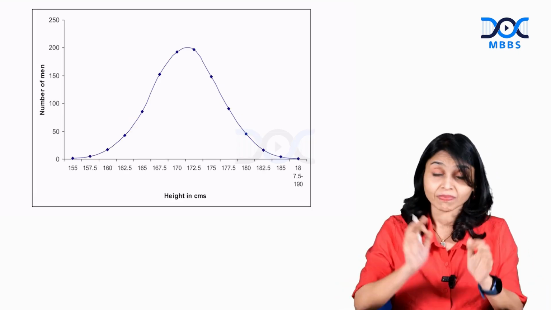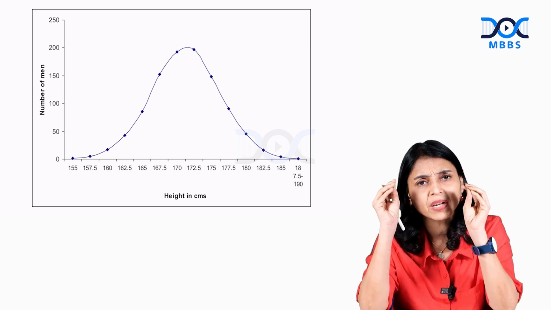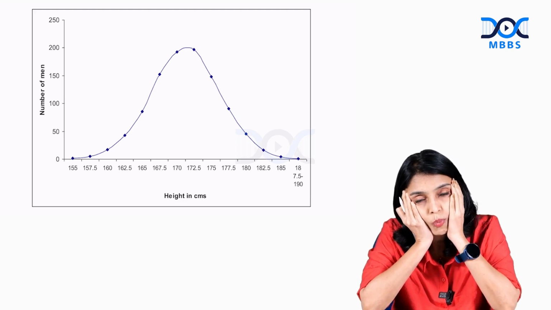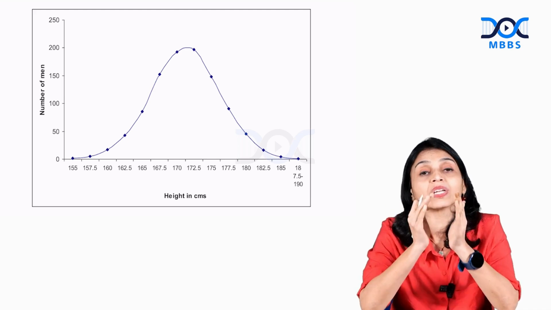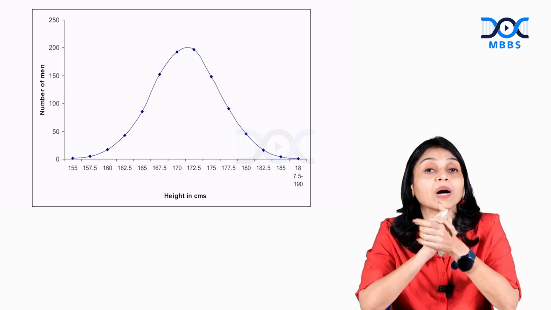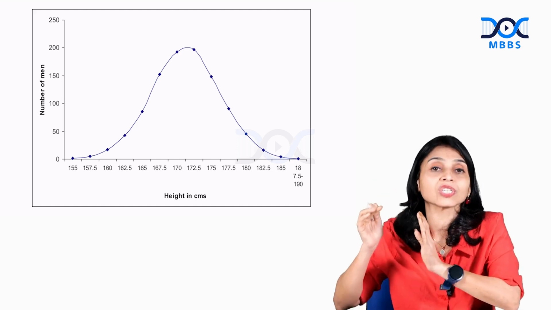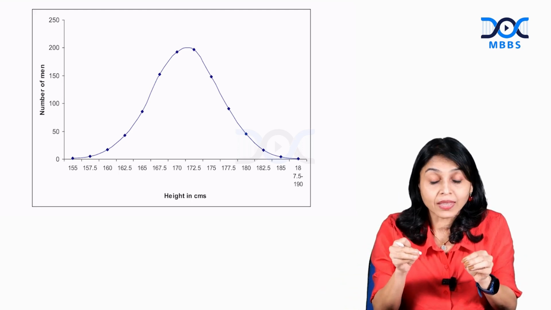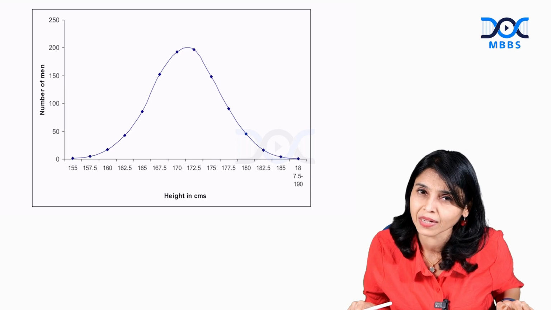Okay, is it clear? See guys, it's not just height. You take any variable in nature, let it be height or weight or IQ or hemoglobin or cholesterol or whatever. See, the nature has a tendency to keep everything within normal limits. The more you move away from normalcy, less will be the number of people having such values, right? And the farther the value is from normalcy, the rarer it will be, right?